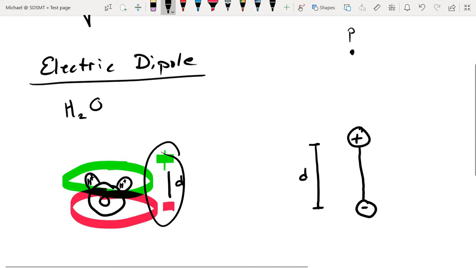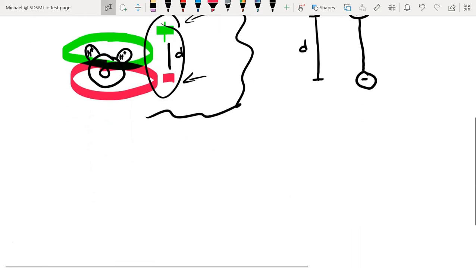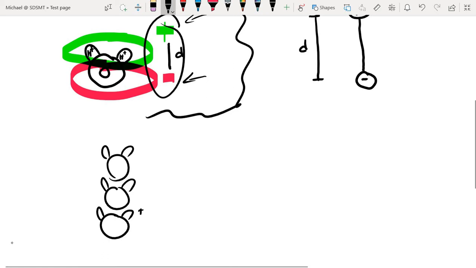It has an electric dipole, and because these two charged ends are separate from one another, these two charged ends can then produce electric fields in the surrounding area that will affect other nearby molecules, like maybe another water molecule. And so this is why water molecules have a tendency to stack, and that's because the positive ends of one molecule are attracted to the negative end of another water molecule, and so on and so forth.